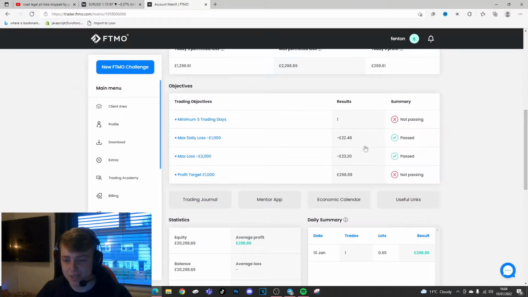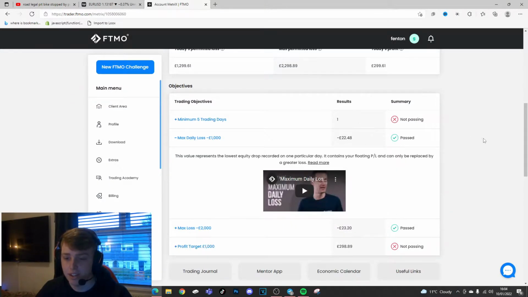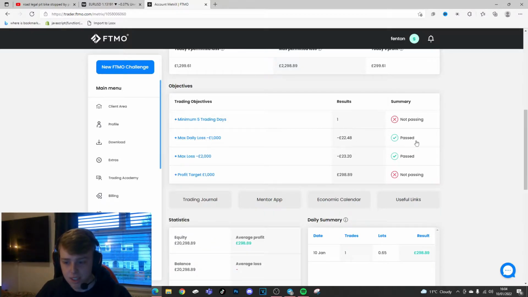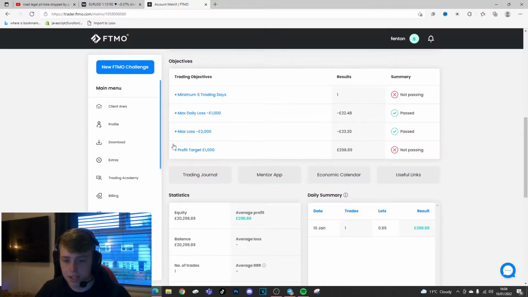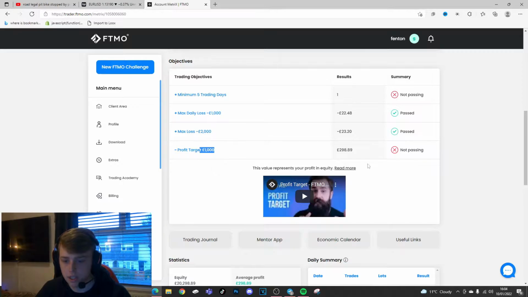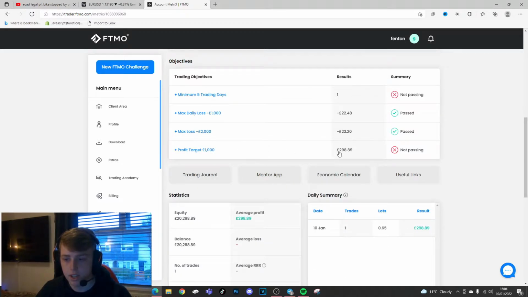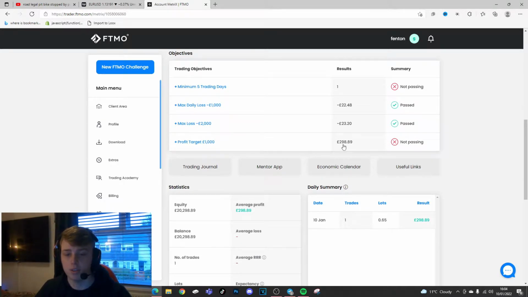I was well happy when I saw that. When I saw the £22 drawdown, I was like, yes, I'm happy about that. But as you can see, the profit target is £1,000. So I've got another 7% to get, basically. Well, not 7%. I've got 30% of the target, but only 1.5% account-wise, if you get what I'm saying.